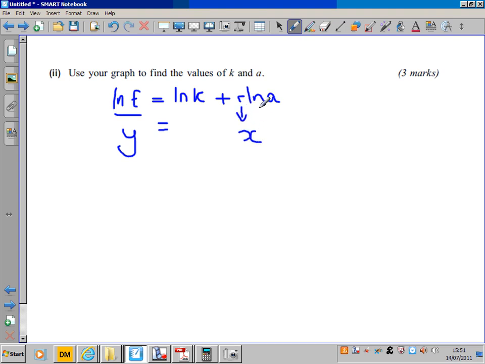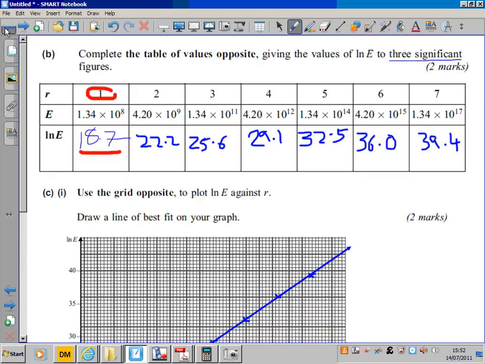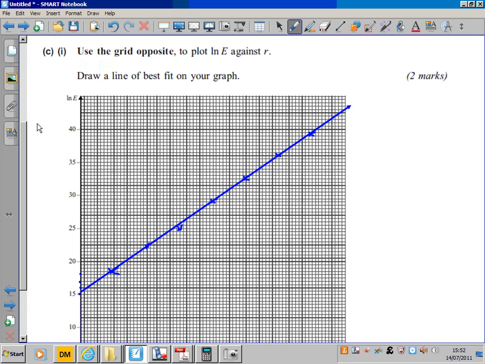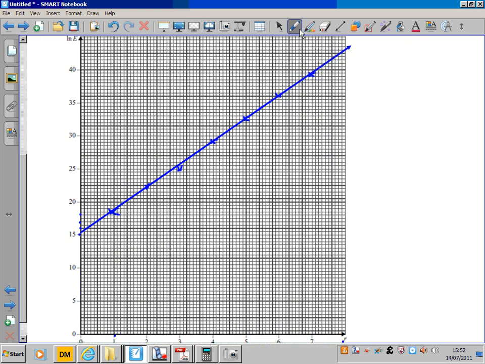So therefore the thing that's in front of the x must be the m. So that thing there is the m. And then the other thing, the thing that's on its own, is the plus c. And if you remember my y equals mx plus c, the m is the gradient and the c is the intercept on the y-axis. So I need to find a gradient and the y-intercept of my graph. So I'll go back here and have a look to see if I can find a gradient.